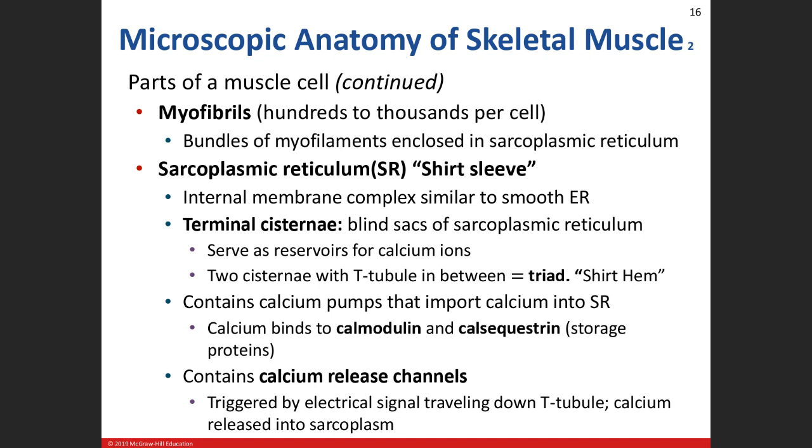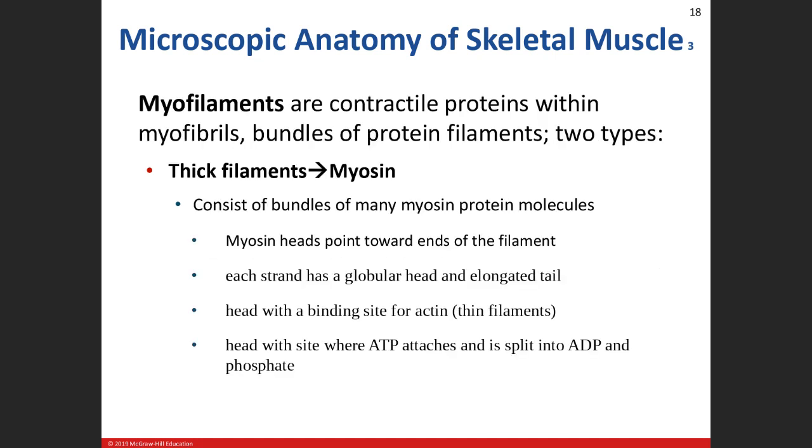Keep in mind, our goal is to get calcium into the sarcoplasm because that's where the contractile proteins are. That's where the actin and myosin are. That's our goal. In a resting muscle, calcium is trapped, and we have to release it. And this is how we do it. I'll go into more details here.